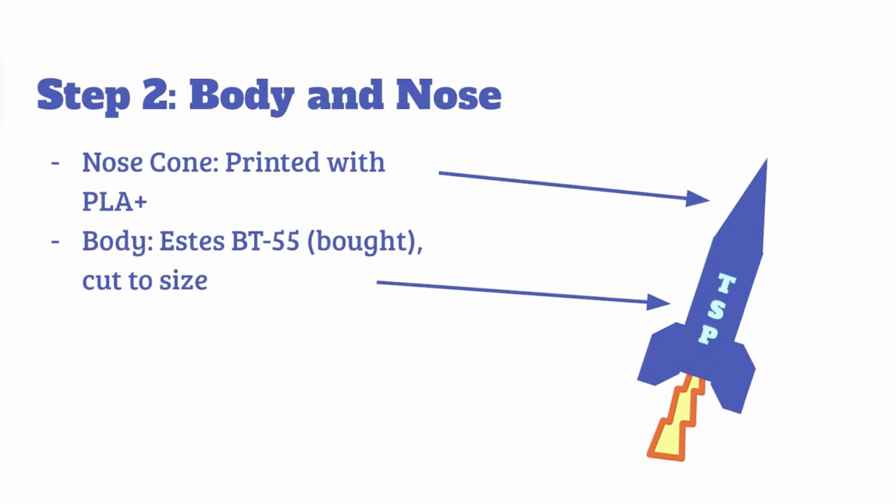Now, our next step will be the body tube and the nose cone. Now, the nose cone, we're just going to print out of PLA. We're going to just follow the design that we gave. And for the body tube, we are going to have to buy these. We're going to buy some Estes BT55 body tubes.